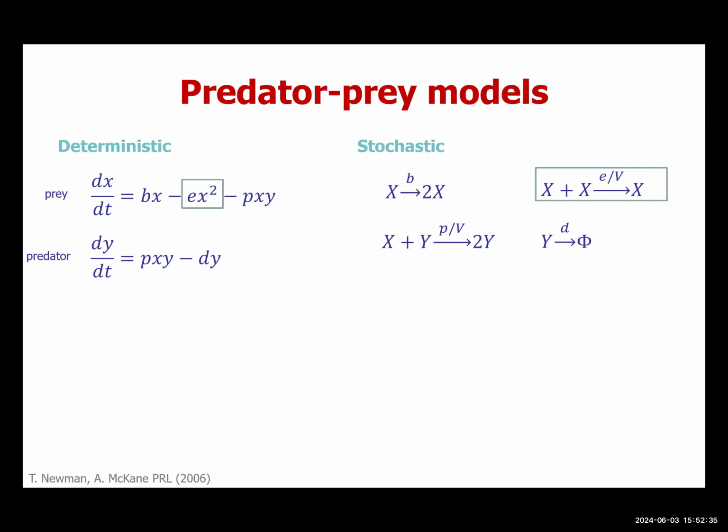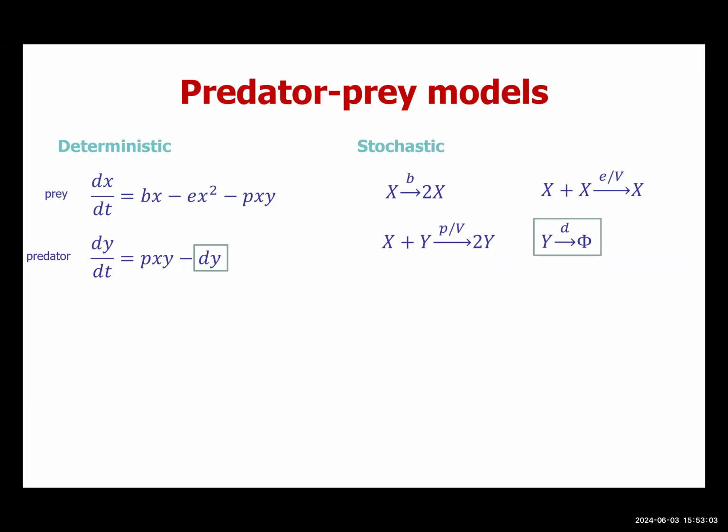Then there is predation. So the predation term says the sheep meets the predator, and then with some probability p, the sheep gets eaten. So they've gone away, and then the predator uses the energy that it made from the sheep to make a baby predator. So x plus y goes to 2y. And then lastly, the predators can die, so the y can just go into the vacuum state.